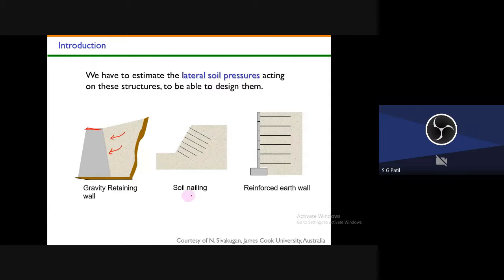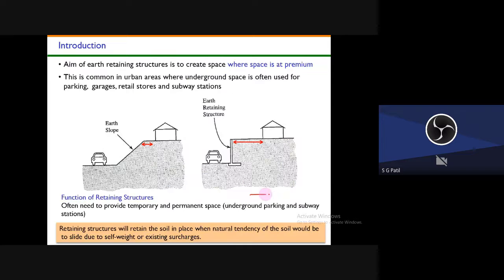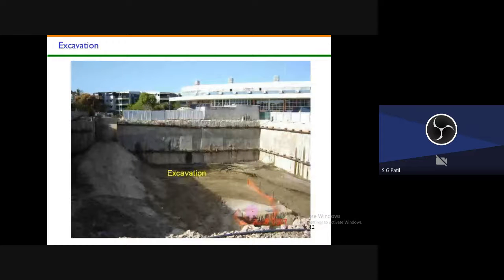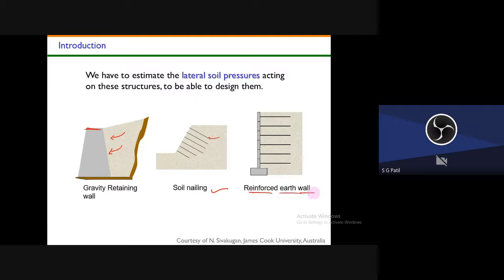Another example is soil nailing. Unstable soil can be retained by drilling these soil nails. These kinds of soil nailing you can see in hilly regions. Another kind of retaining wall is the reinforced earth wall. In Bijapur itself, you can see many reinforced earth wall structures.